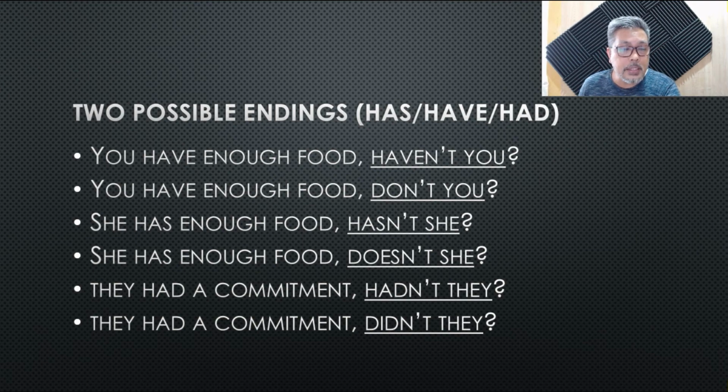What if it's has? She has enough food, hasn't she? That's the first possible ending. And then she has enough food, doesn't she? That's the second possible ending. That's also correct. Another example, they had a commitment, hadn't they? That's a possible ending. And they had a commitment, didn't they? That's the second possible ending.